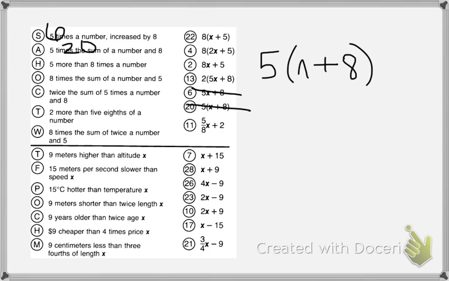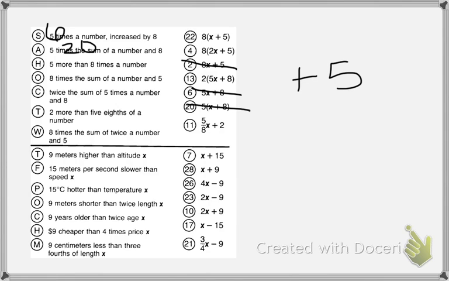5 more than 8 times a number. Which one is going to show 5 more than 8 times a number? That's number 2. 8 times the sum of a number and 5. Oops, sorry, I was going to erase that. That was not very clear, right? Okay, so 5 more than 8 times a number. There you go. That's 5 more than 8 times a number. I just have to find my match.